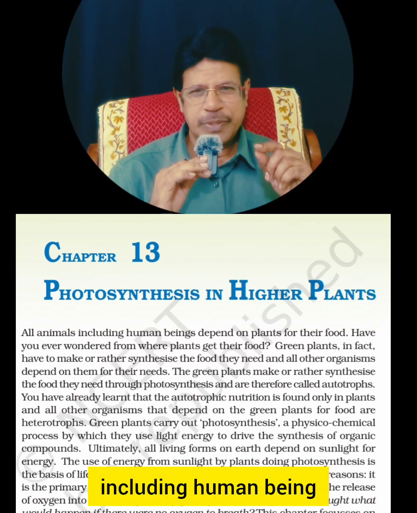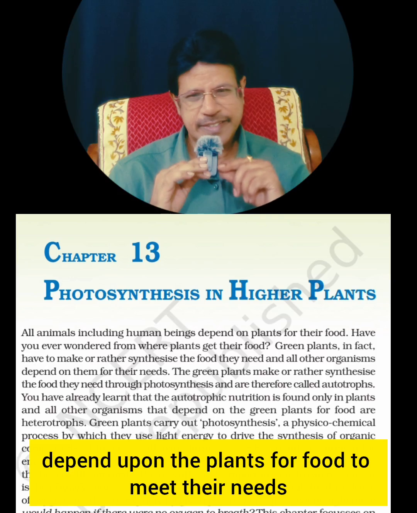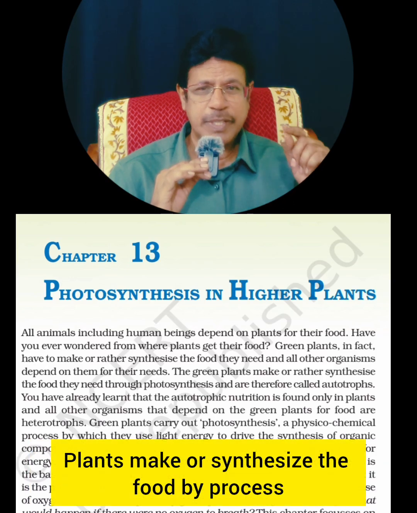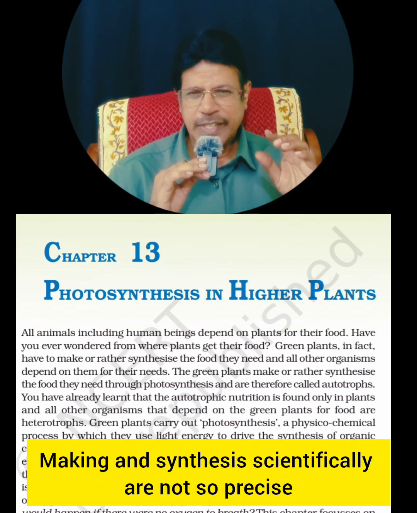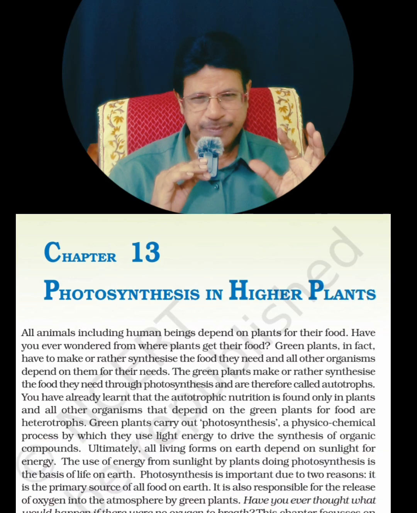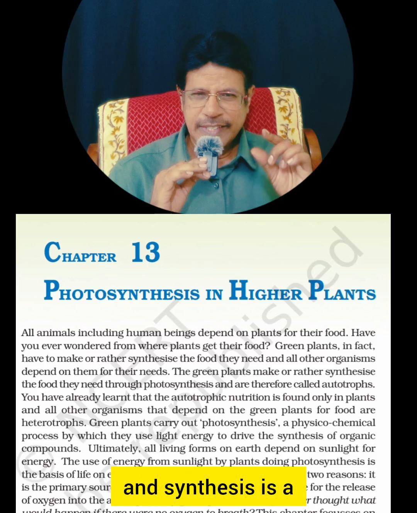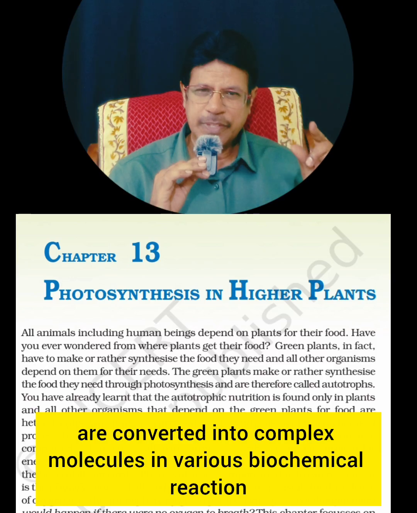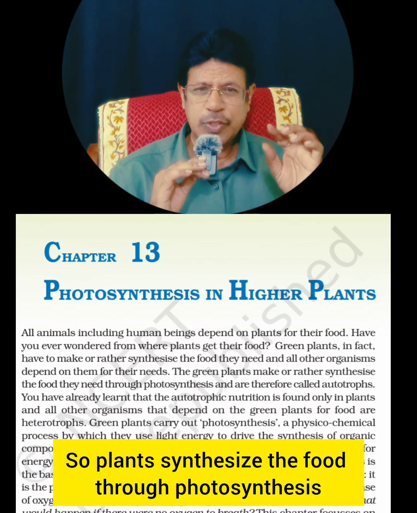In the very first paragraph, all organisms, including human beings, depend upon the plants for food to meet their needs. Where do plants get food? Plants make or synthesize the food by a process, it is photosynthesis. Making and synthesis scientifically are not so precise. Making is a general term and synthesis is a scientific term, because simpler molecules are converted into complex molecules in various biochemical reactions. So plants synthesize the food through photosynthesis.